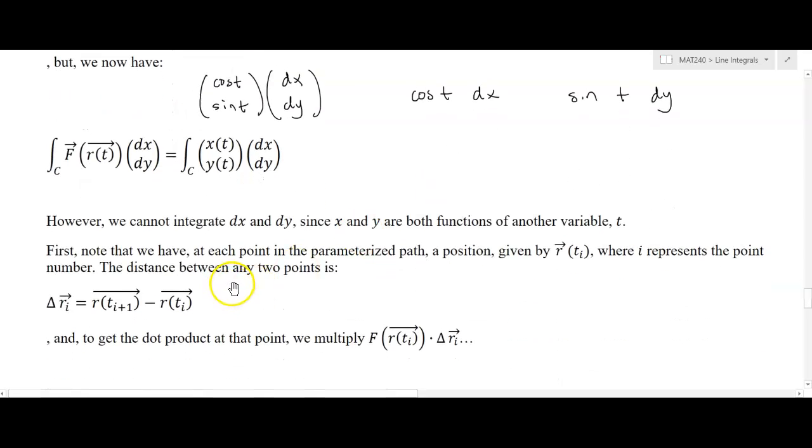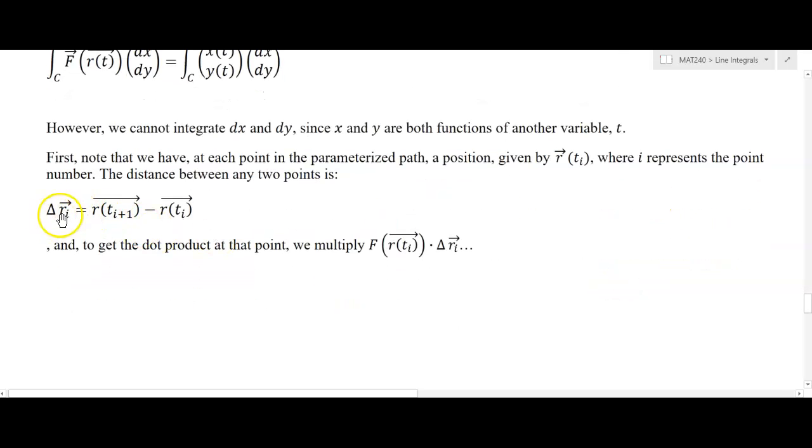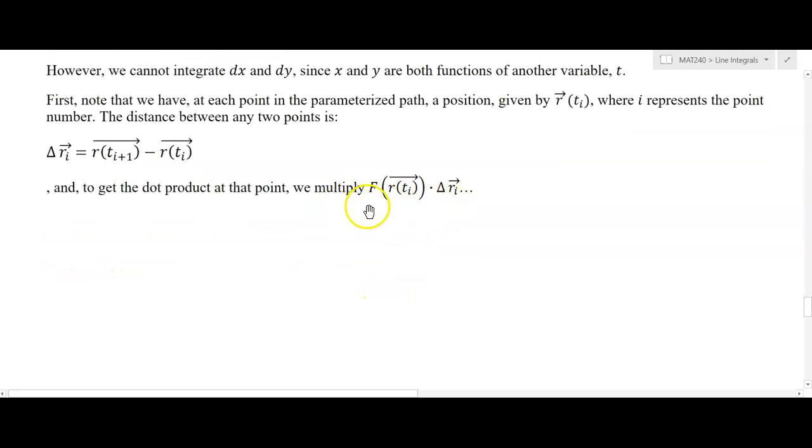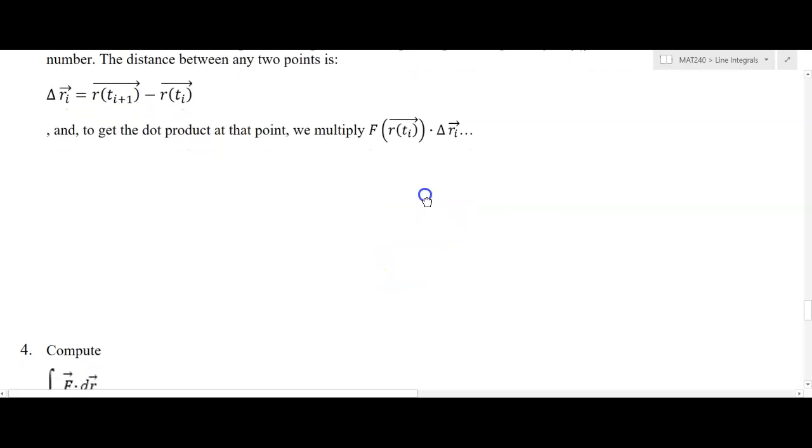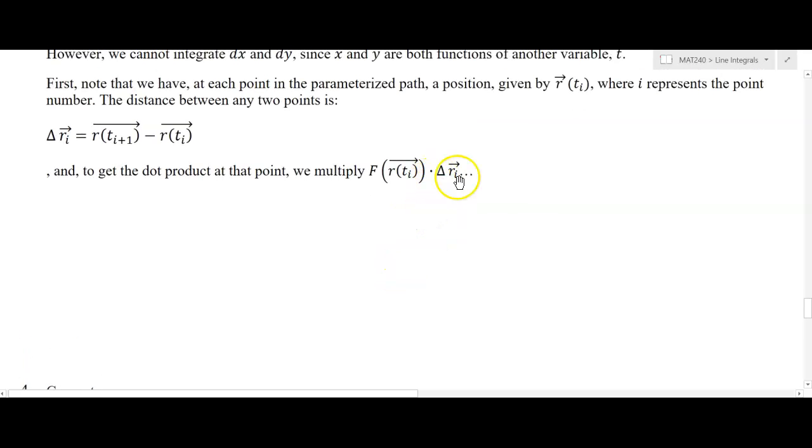First, note that we have at each point in this parameterized path a position given by your position at time t_i, where i represents the point number. The distance between any two points is delta r_i, your position where you are now minus where you were one time unit ago. And to get the dot product at any point, we multiply those two things together. We take the limit as delta r_i approaches 0.